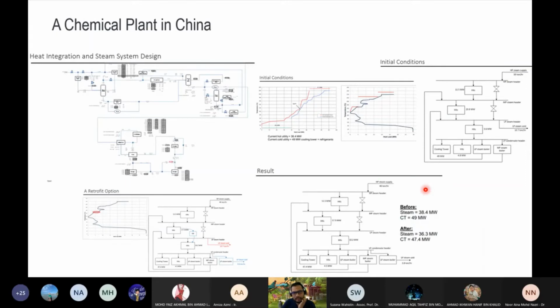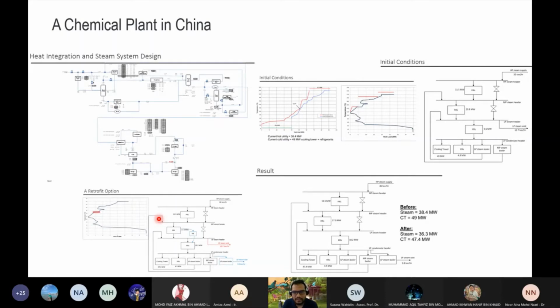The other one is about a year older than the previous one, so this is the oldest heat integration project that I've been involved in. We have a plant in China, with the same kind of system. We have the high pressure users, medium pressure users, and then the low pressure users. We make this grand composite curve, and we can see there is this horizontal line. I think we understand that this horizontal line symbolizes the latent heat.